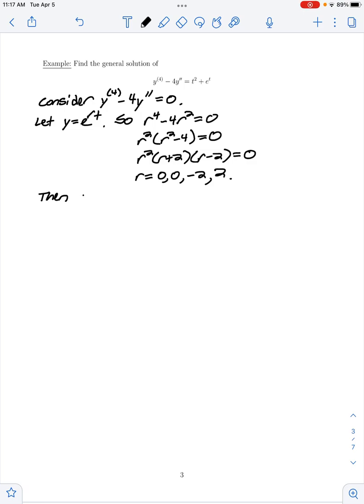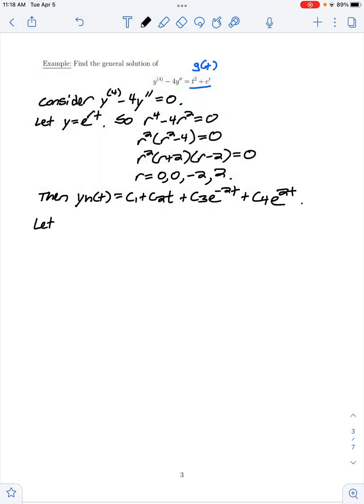So our homogeneous solution has the general form c1 plus c2 times t plus c3 e to the negative 2t plus c4 e to the positive 2t. And now we need to find a particular solution. So when we look at this g of t function on the right-hand side of our equation, we see that it is the sum of a quadratic, or a second-degree polynomial, and a constant times e to the t.